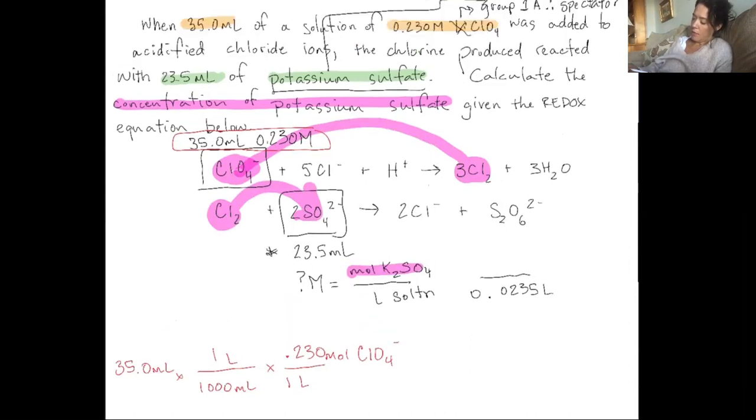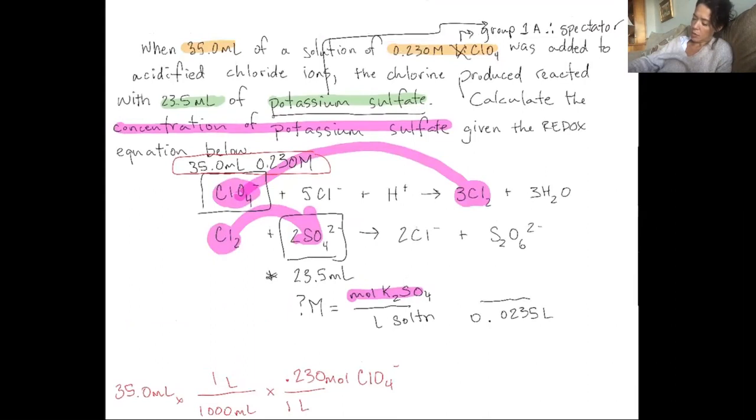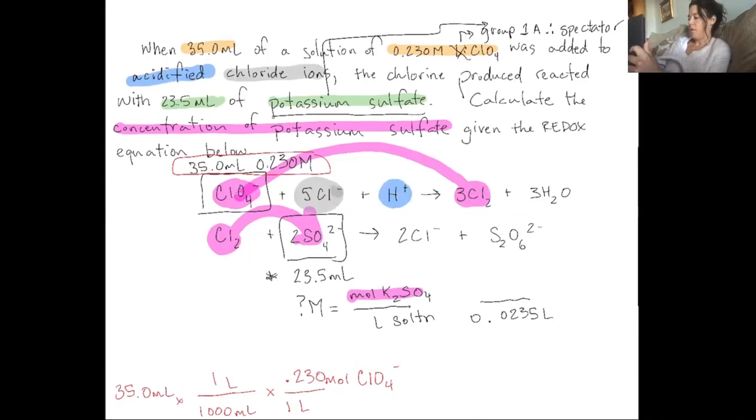Okay. If you go to the top and you just read it real quick, it says that it was added to acidified, hold on, let me undo that. We had acidified chloride ions. Well, here are the chloride ions. No, that's not the chloride. Here are the chloride ions. And this is your acidified here. The acidified is the presence of H. So we don't need all of that stuff, right? We don't need all of that.